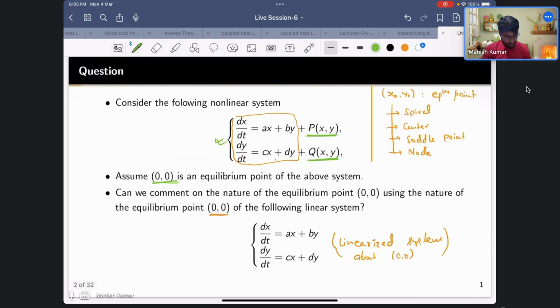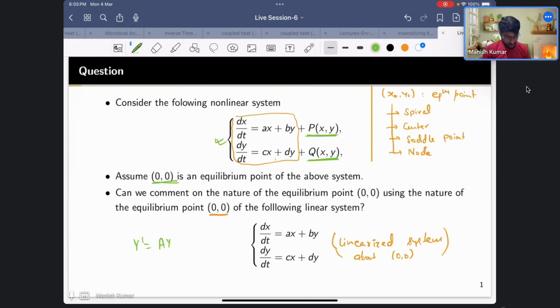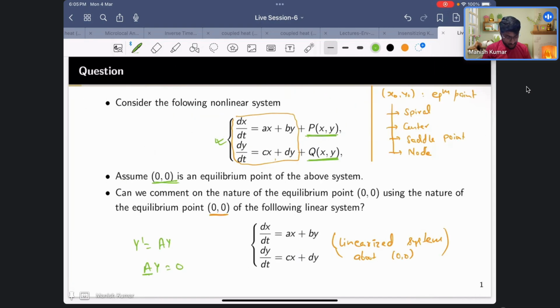This is what this condition means. If we had y prime equal to Ay, where A is the matrix [a b; c d], then an equilibrium point means that Ay should be equal to 0. This is saying that the determinant of A is non-zero, so there is only the trivial solution, y equal to 0. So the only equilibrium point for this linearized system is 0. This is what the first assumption says.